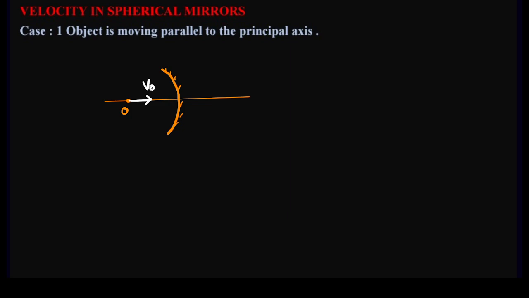Now here, the focal length of the mirror is here. And if you see carefully, the focal length of a mirror remains constant always. Now the mirror formula we have is 1 by f is equal to 1 by u plus 1 by v. Now I'm differentiating this equation with respect to time.